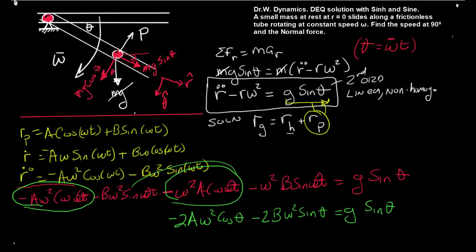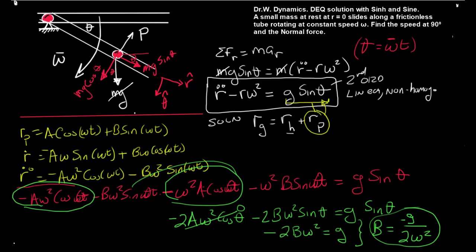Now, from here we can see that a has to be 0. There is no cosine term over here. And for this to be a valid solution, minus 2b omega squared has to equal g. Therefore, b will be negative g over 2 omega squared, in which case that is a valid solution for our particular. So our particular, we find, is negative g on 2 omega squared sine of omega t.